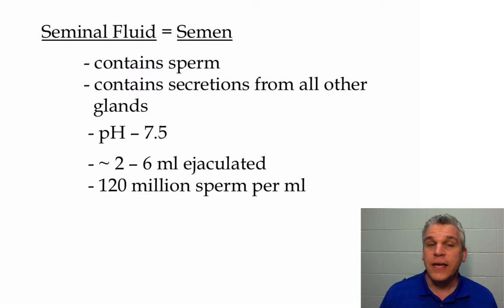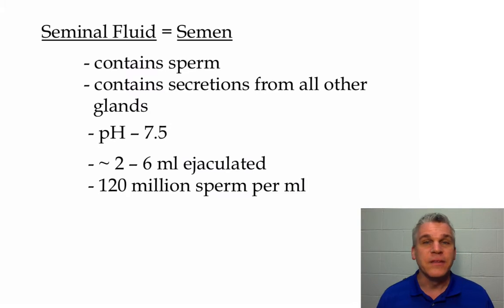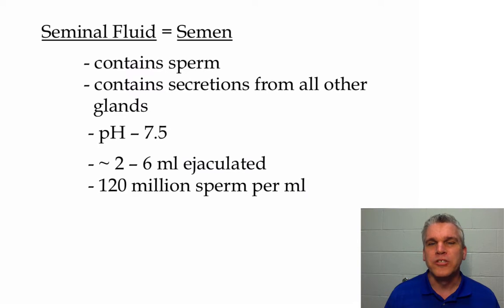In a typical ejaculation, there's about 2 to 6 milliliters of semen that is released. On average, about 120 million sperm cells are in 1 milliliter. So even on the small end, at the 2 milliliters, you're talking about 240 million sperm cells. And at the other end, you're looking at over 1 billion sperm cells that can be released. And remember, it only takes one.